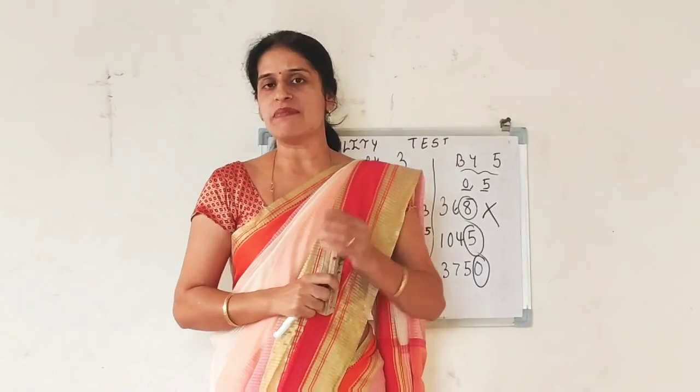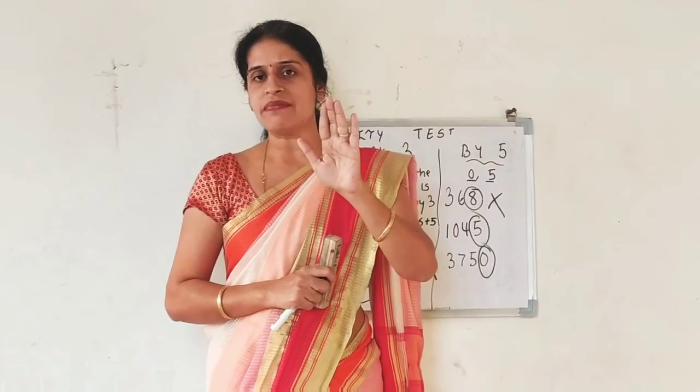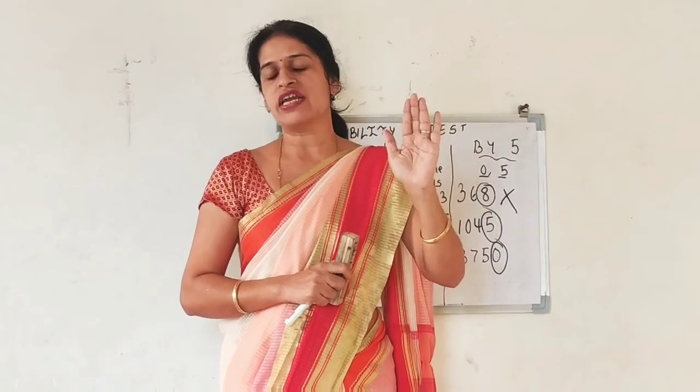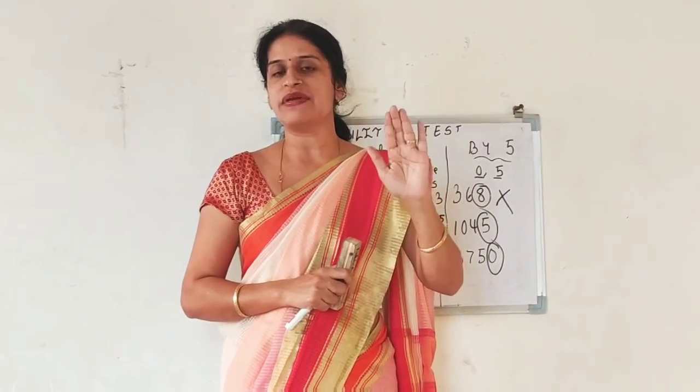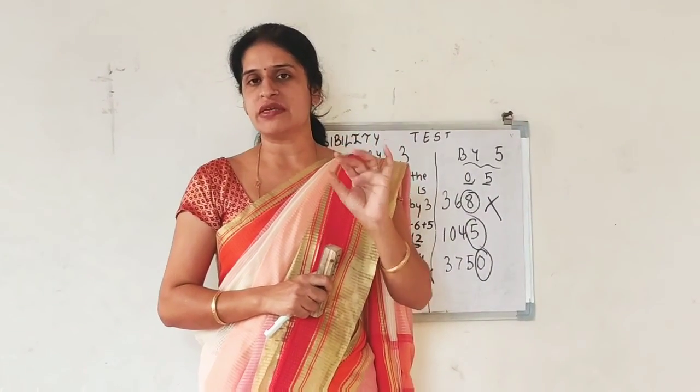you can check if the number ends in 2, 4, 6, 8. For 3, you add up the sum of the digits and see whether it is divisible by 3. And for 5, if the number ends with 0 or 5, it means it is divisible by 5. This is the way you will check the divisibility.